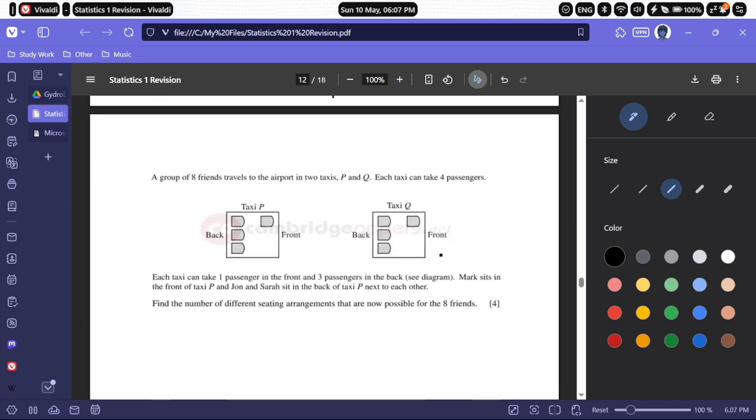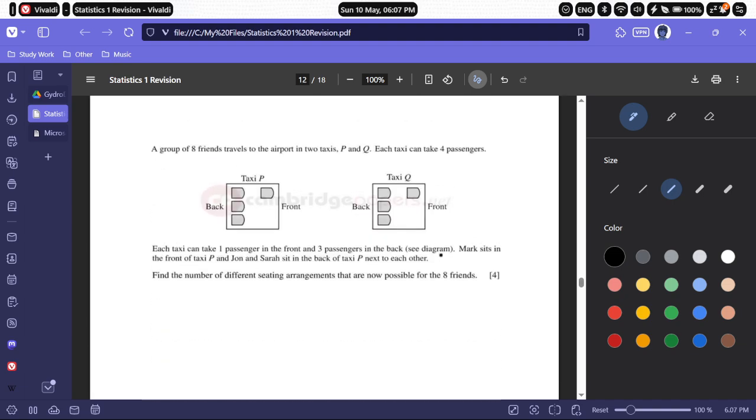Moving on. Now, this is sort of a different type of question. A group of 8 friends travel to an airport in 2 taxis, P and Q. Each taxi can take 4 passengers. Each taxi can take 1 passenger in the front and 3 passengers in the back, which is in the diagram. Now Mark sits in the front of taxi P. So no matter what, Mark is going to be.